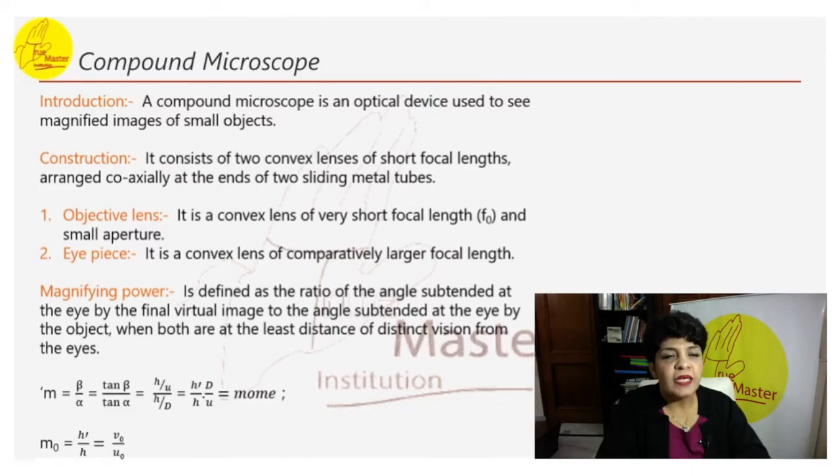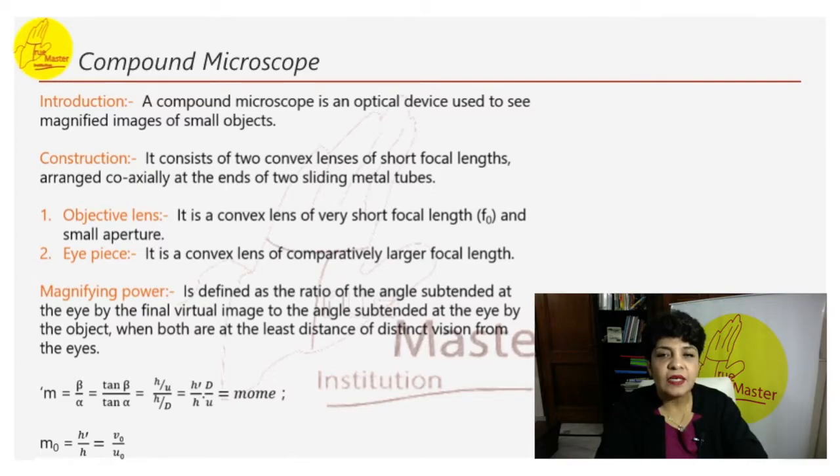Construction. It consists of two convex lenses. Here there are going to be two convex lenses of short focal length arranged coaxially at the ends of two sliding metal tubes. Like it's a metal tube. So one side will have one lens and on the other side it will have the other lens. So this will become the compound microscope.